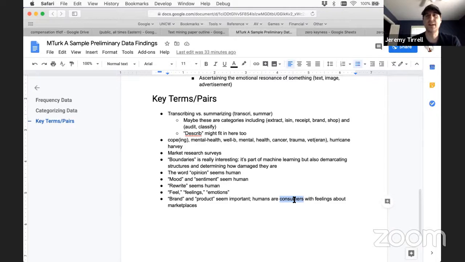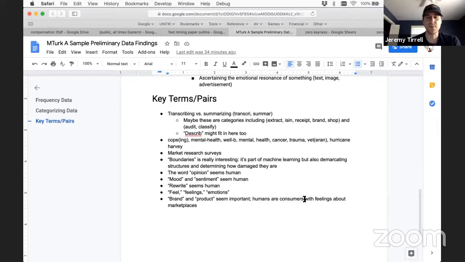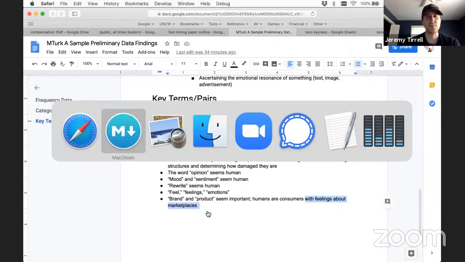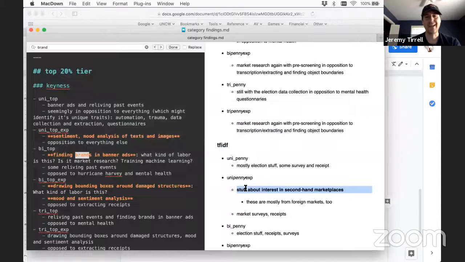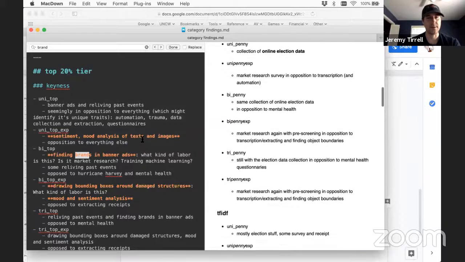It is interesting that a lot of times when we talk about consume in these ways, it is to possess rather than to use, right? A fire consumes wood to go through it, but I want this stuff to have. That's a different notion of consumption. And so humans are consumers with feelings about marketplaces. Another thing that popped up in interesting ways was the term secondhand, I think in the middle. Let me see if I can find it.